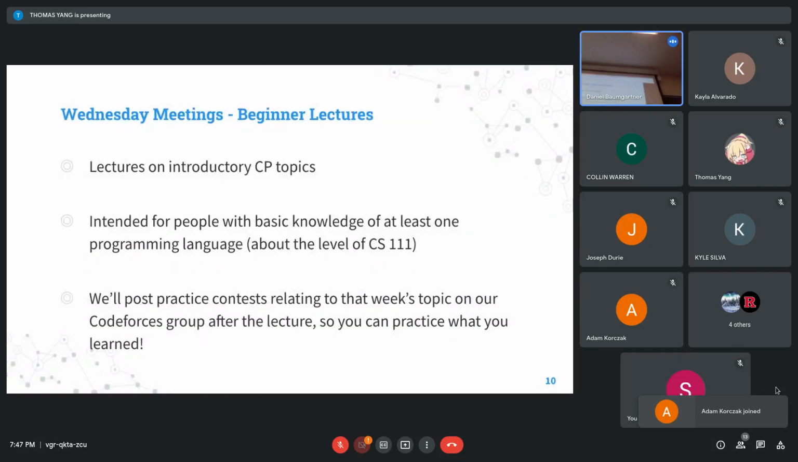For the beginner, if you've never done competitive programming before, a great place to start would be the beginner lectures. It's roughly what you would cover in an undergraduate algorithms course. That's 344 in the CS department. So you can get a head start on that. And as we said, it's intended for people who've already programmed before. And we'll post, right. So how the beginner lectures are going to work.